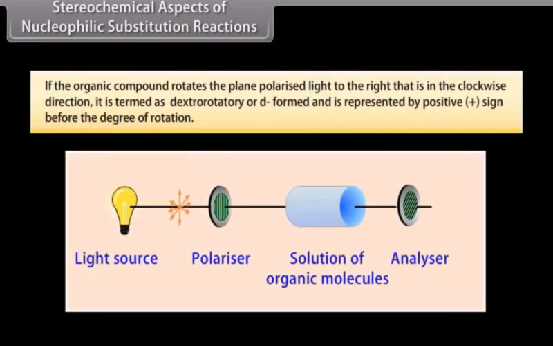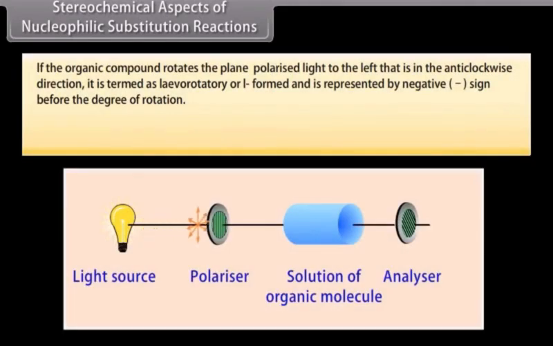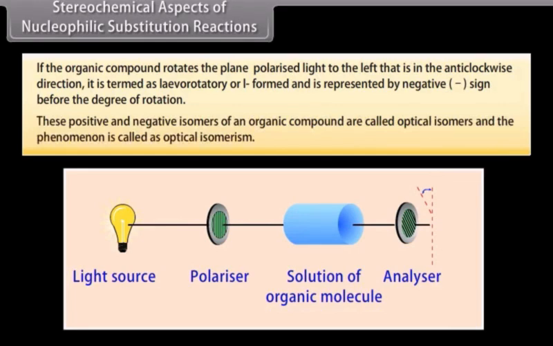If the organic compound rotates the plane polarized light to the right, that is, in the clockwise direction, it is termed dextrorotatory or d-form and is represented by a positive sign before the degree of rotation. If it rotates the plane polarized light to the left, that is, in the anti-clockwise direction, it is termed levorotatory or l-form and is represented by a negative sign before the degree of rotation. These positive and negative isomers of an organic compound are called optical isomers, and the phenomenon is called optical isomerism.